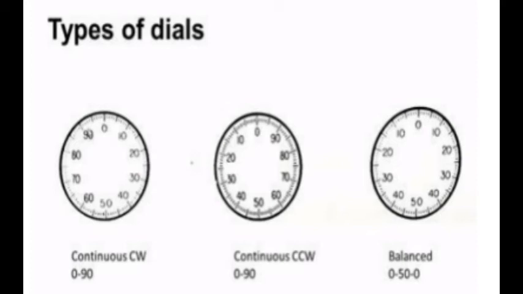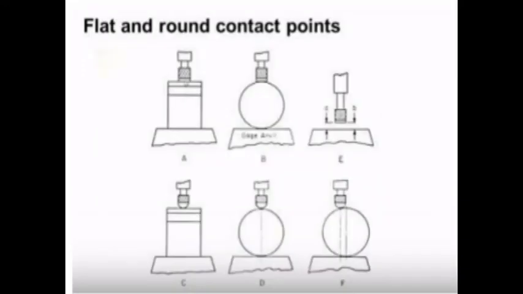Here we have different contact points. Here we have flat and round contact points. So we have this flat contact point, and there is an anvil or table on which the workpiece is mounted, with a flat-surfaced workpiece and a round workpiece. Now it is very essential that the surface of the flat contact point should be parallel to the anvil surface. Otherwise, it will give some error, and we can see here round contact points.